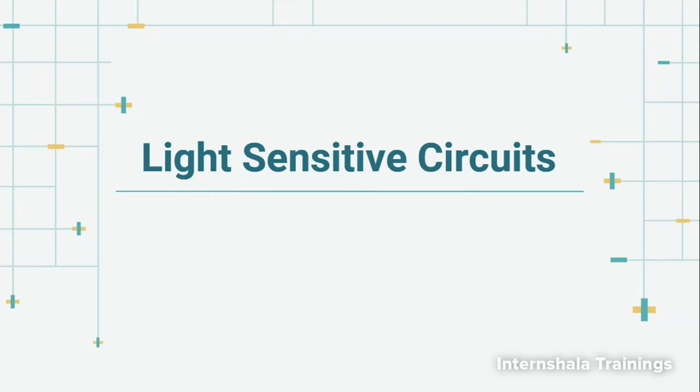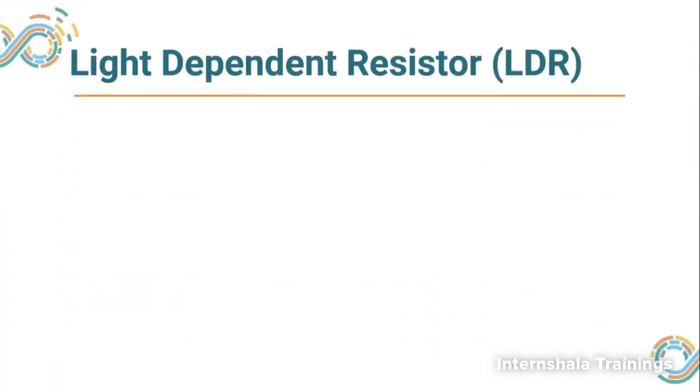Hello students, welcome back. Now we are going to talk about light sensitive circuits. These circuits have a device which is going to change the output value based on the intensity of light falling on the surface. That is called a light dependent resistor, or LDR. It is the simplest sensor to detect the intensity of light.